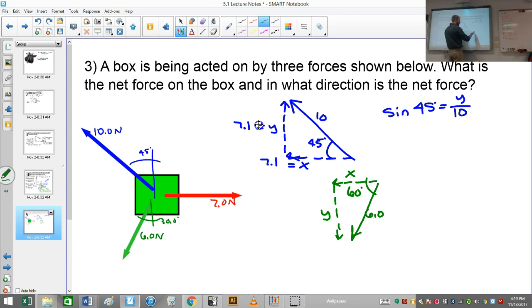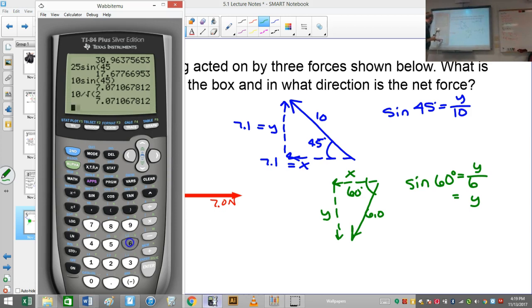I'm going to come over here. I'm going to do the sine of 60 degrees is equal to the opposite, y over the hypotenuse, 6. So I take 6 times the sine of 60. And you get 5.2.